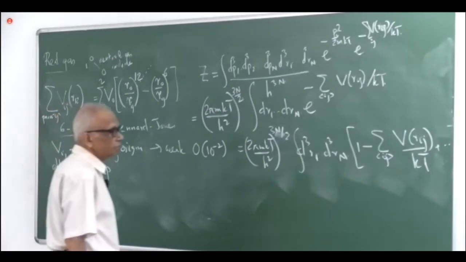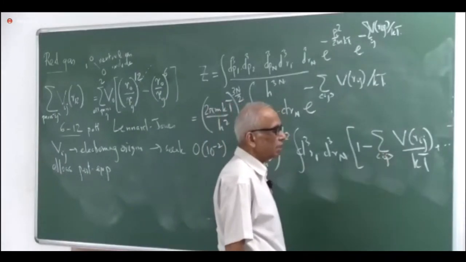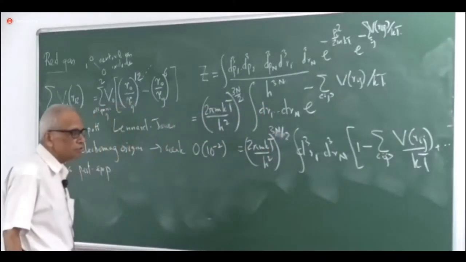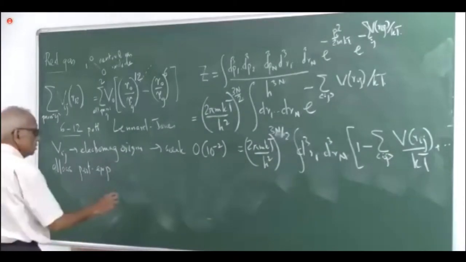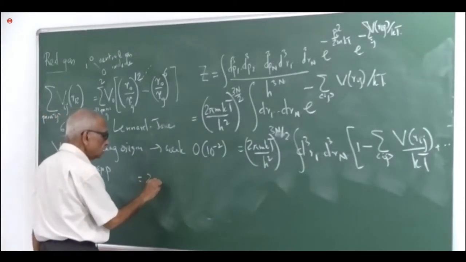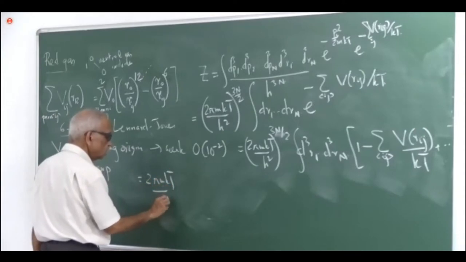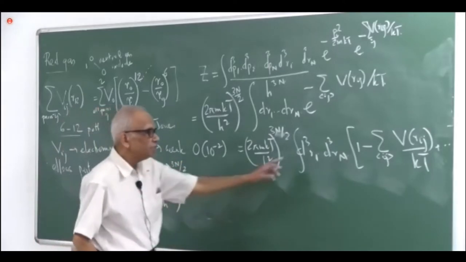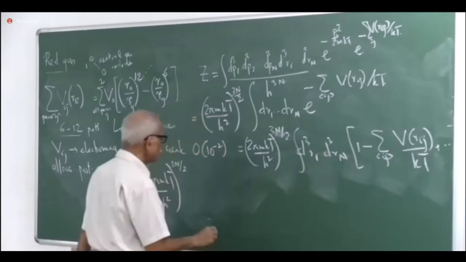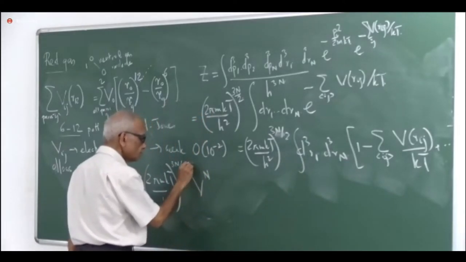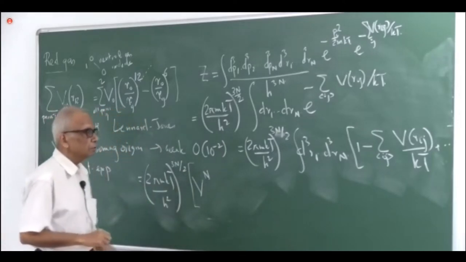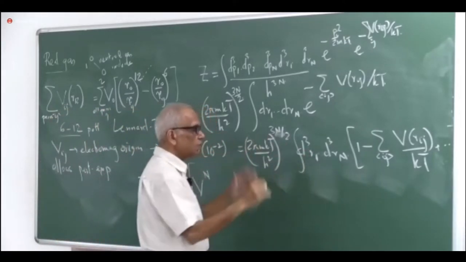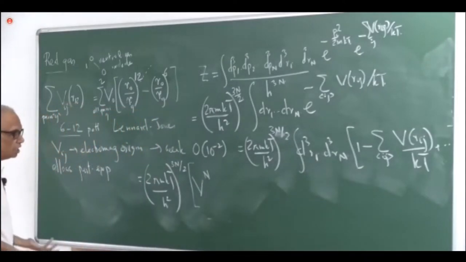And now the question is, how do I handle that? So, all right. (2πmkT/h²) to the power 3N/2. The first term is just V to the power N. So 1 into this, all these r's giving you the integral of V, independent of each other, and then this. Now comes the second term.